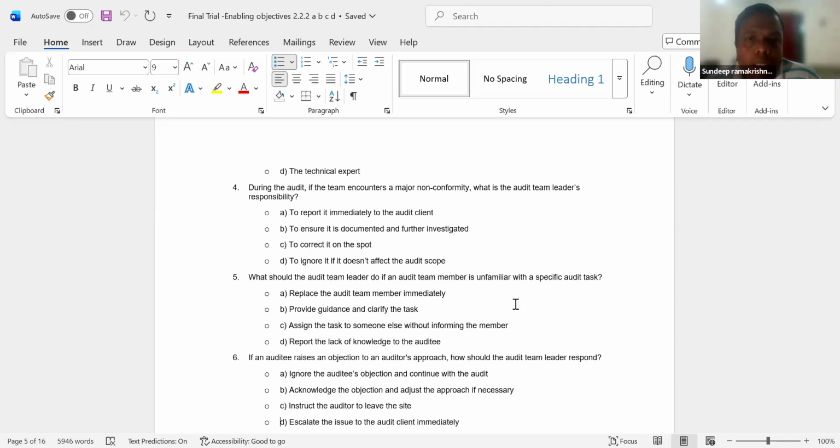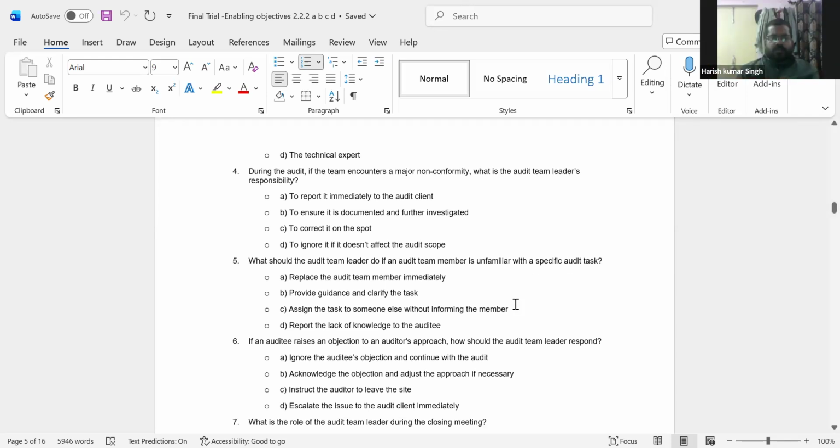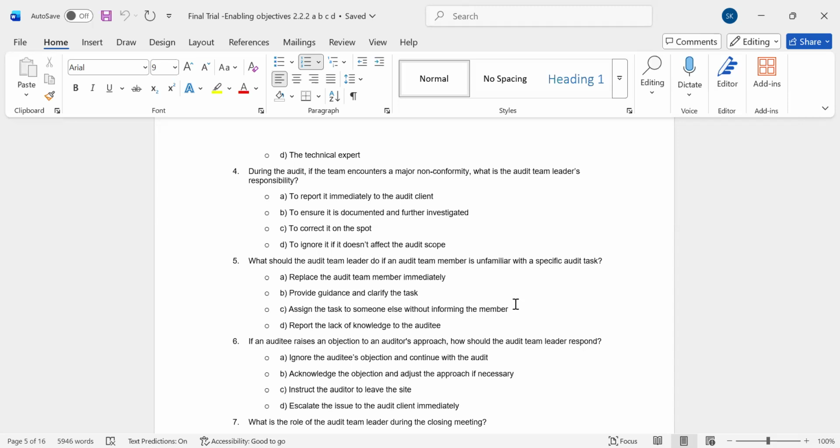Who said A? Report it immediately to client. Yes, Harish. If a major non-conformity is found, nowhere is it said it has to be immediately reported to the client. It has to be documented and further investigated. Okay. But sir, is it not required to take permission from the audit client to perform any investigation on the site? Because if you take permission, they will not allow.